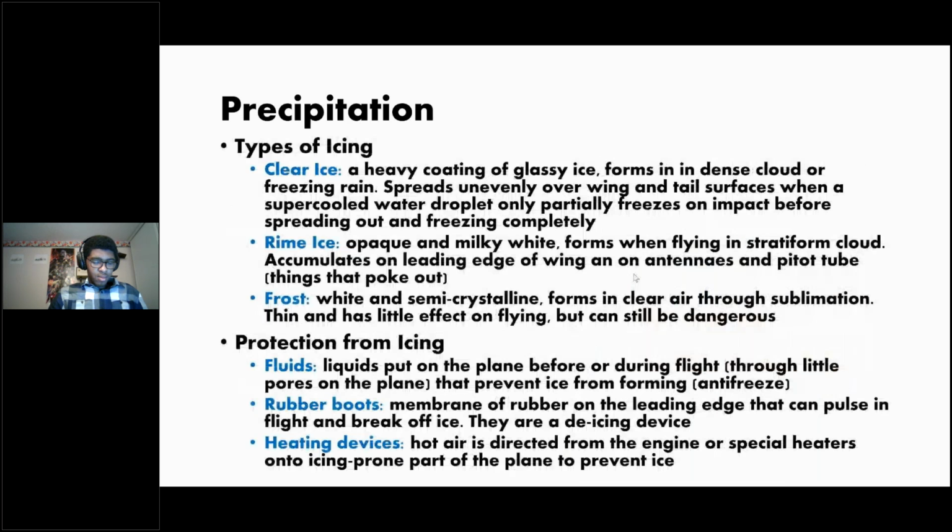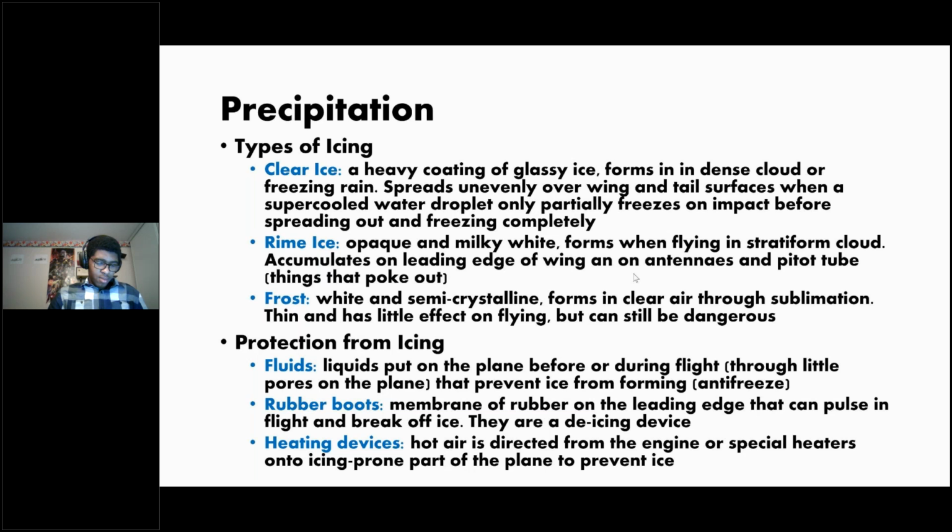Cool. So we have three types of icing. We have clear ice, which, as it sounds, is just a nice transparent layer of ice, so glassy. That usually forms in a really dense cloud or freezing rain. It spreads really unevenly over the wing and tail. The reason why it's so clear and glassy and doesn't look frosty is that the supercooled water droplet only partially freezes on impact, but it has enough time to spread over a lot of the surface before it freezes completely, and that's why it becomes clear and glassy.